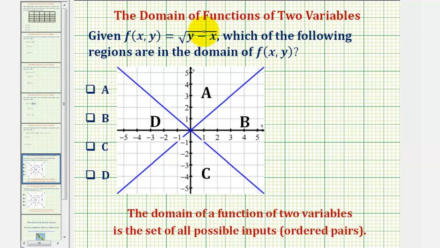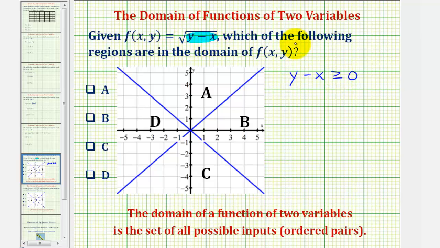So because we have this square root here, and f of x comma y must be a real number, the radicand, or this expression underneath the square root, can't be negative, which means in order to find the domain, y minus x must be greater than or equal to 0. It'd be okay to equal 0 because the square root of 0 is 0. This just can't be negative.